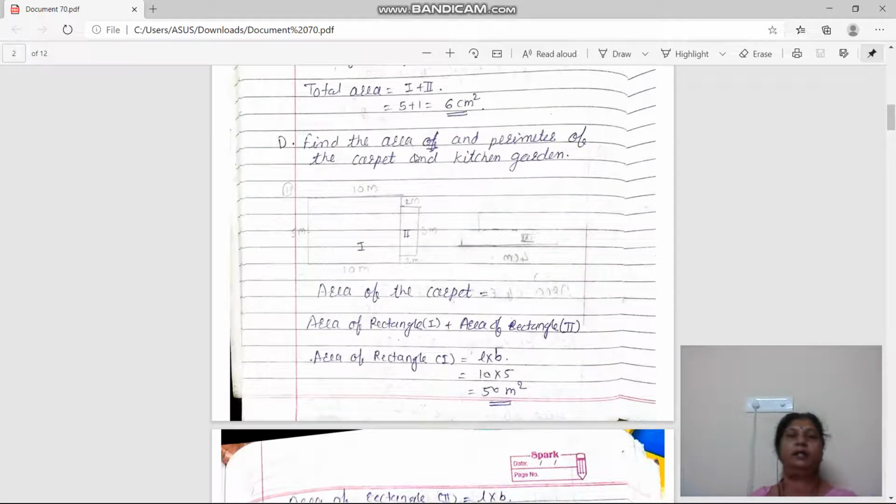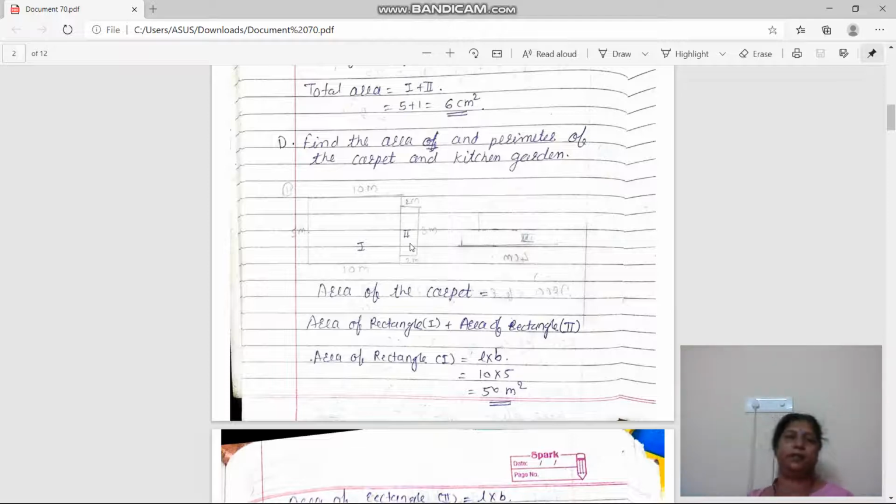Find the area and the perimeter of the carpet and kitchen garden. So step by step we will solve. Okay. First of all we think about this carpet. So you have to again split up into two forms. Right? This is first rectangle and this is second rectangle. So first of all we calculate area and after that we calculate the perimeter because we know both formulas.